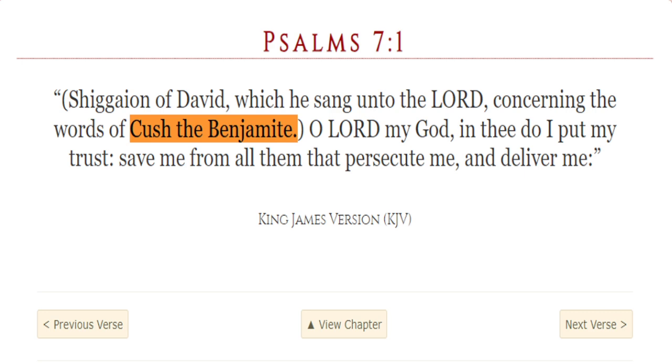So we're going to go to Psalms chapter 7 and verse 1. Shigion of David, which he's saying unto the Lord Yahweh concerning the words of Cush, the Benjamite. O Lord Yahweh, my God, in thee do I put my trust. Save me from all them that persecute me and deliver me. So you had a Benjamite named Cush, right?